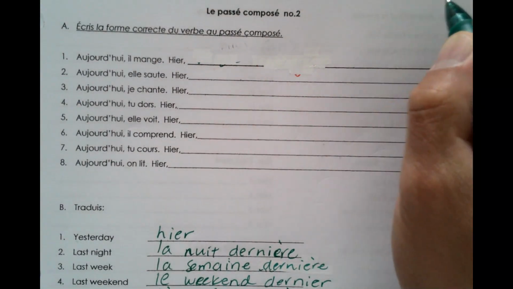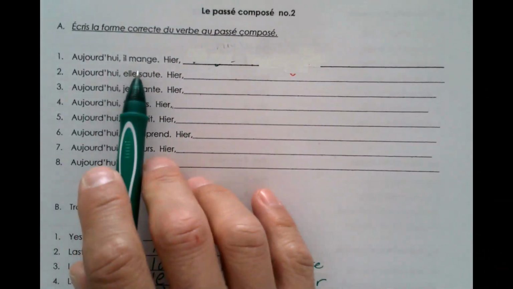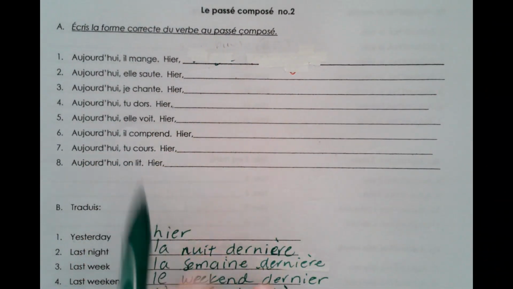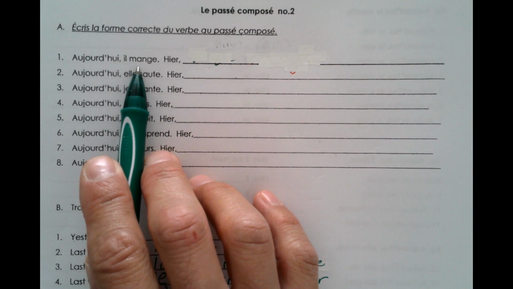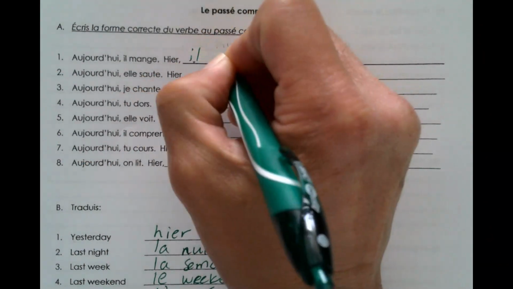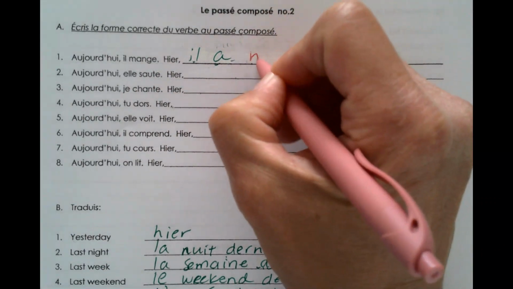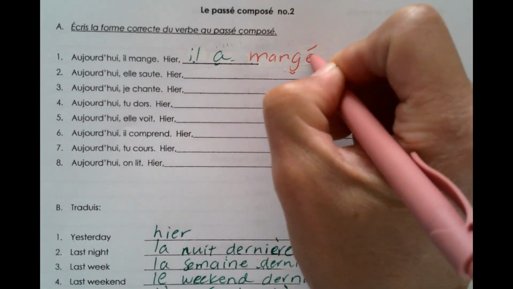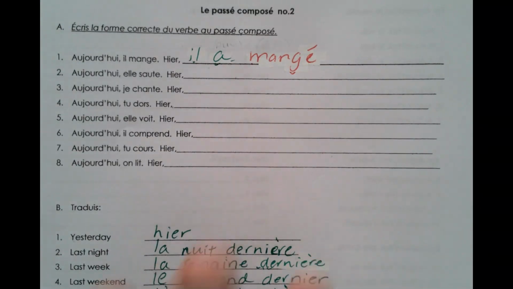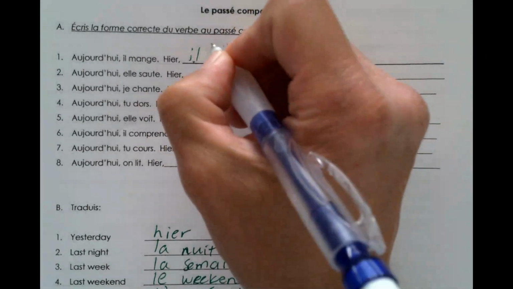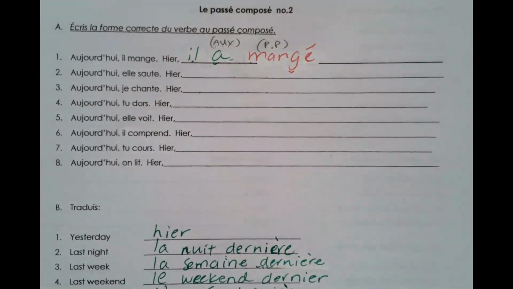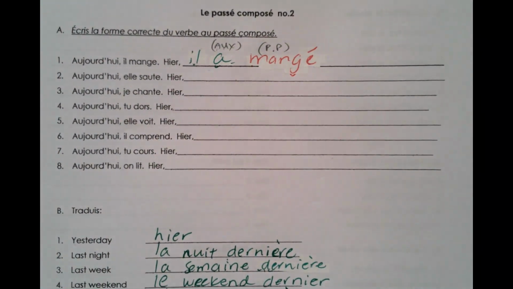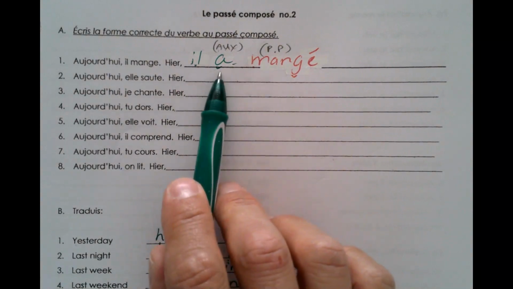So remember, check if it's right, X if it's wrong, and please cross it out, white it out, and correct it, okay? Here, like I said before, it's all avoir. Aujourd'hui, il mange. Today he eats. Hier, il a mangé. You need to copy everything I write on here, including this. Copy, please. This is the auxiliary. That is the past participle, the PP. Il a mangé.